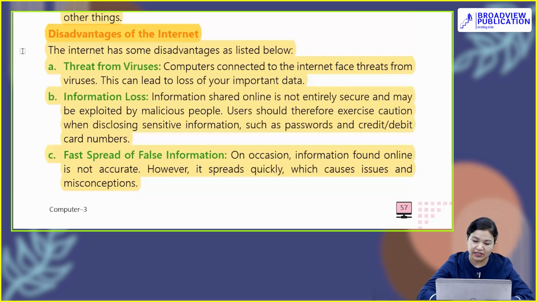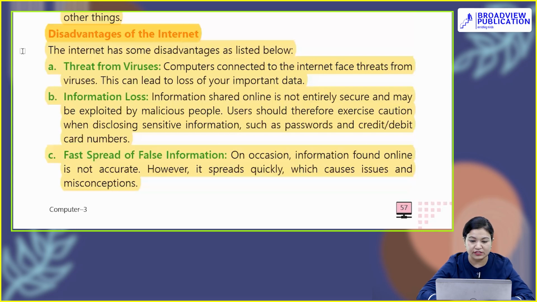Everybody is using the internet, so there are many people who use it for misdeeds. They can steal your data, your internet, or your credit or debit card number, and they can steal your money.